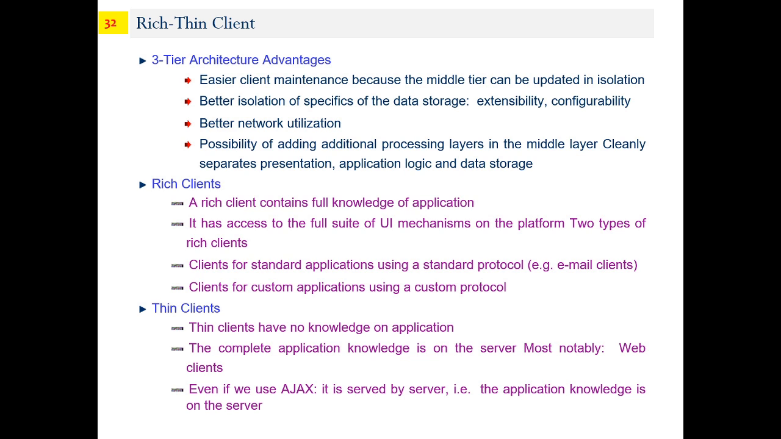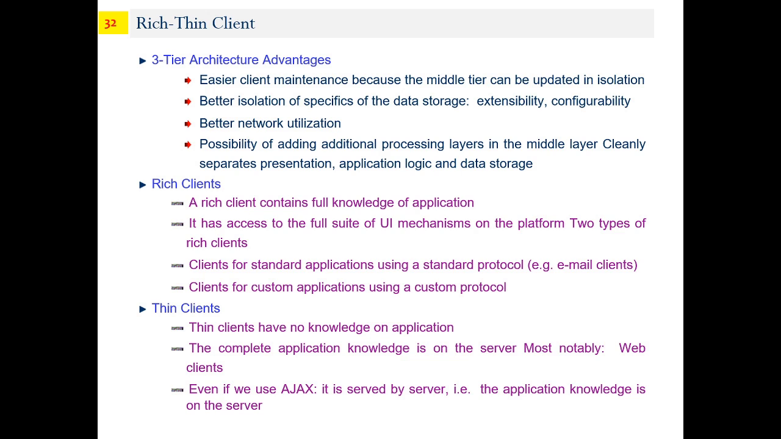Again, the separation is done. A rich client contains full knowledge of the application. Clients for custom applications use custom protocols. An example is email clients. And thin clients: they do not have to know the application. So web clients are there. They are not required to know about the application. Even with Ajax, the application knowledge is on the server, right? So that is the difference between the rich client and thin client.